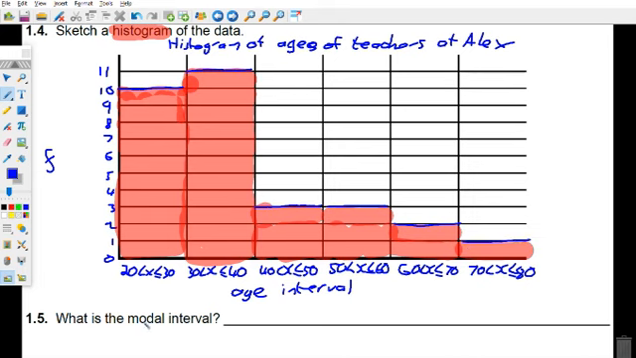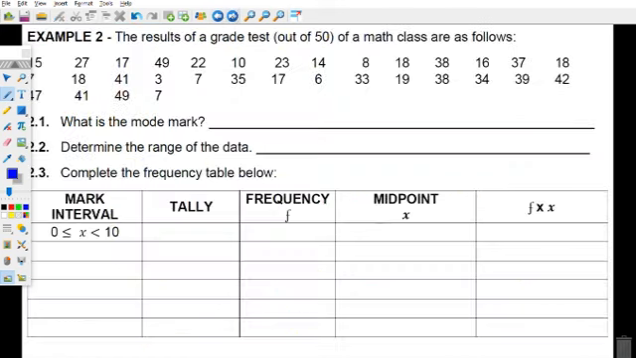So what is the modal interval? The mode is the one that occurs the most. So my modal interval is 30 less than x less than or equal to 40.